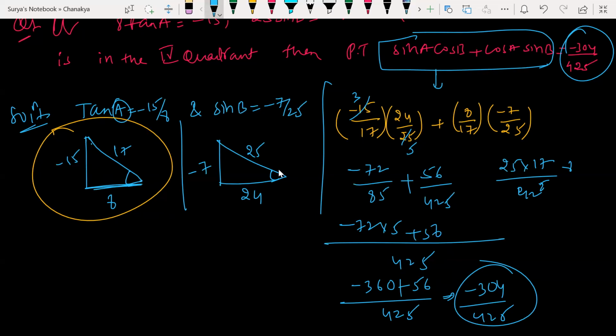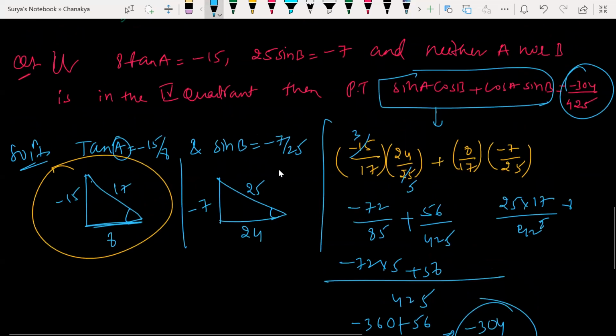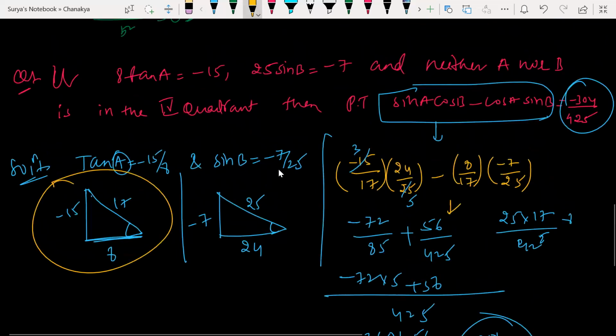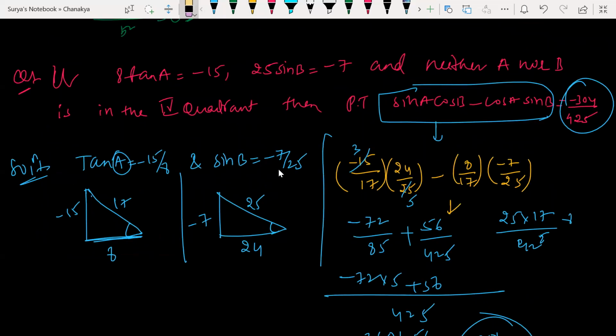Then it should be plus 56, no other way. So the question itself must be wrong. If the minus 7 were plus, only then it would work; actually it should be minus for it to become plus. Guys, if there is any plus or minus mistake, you can just correct it.